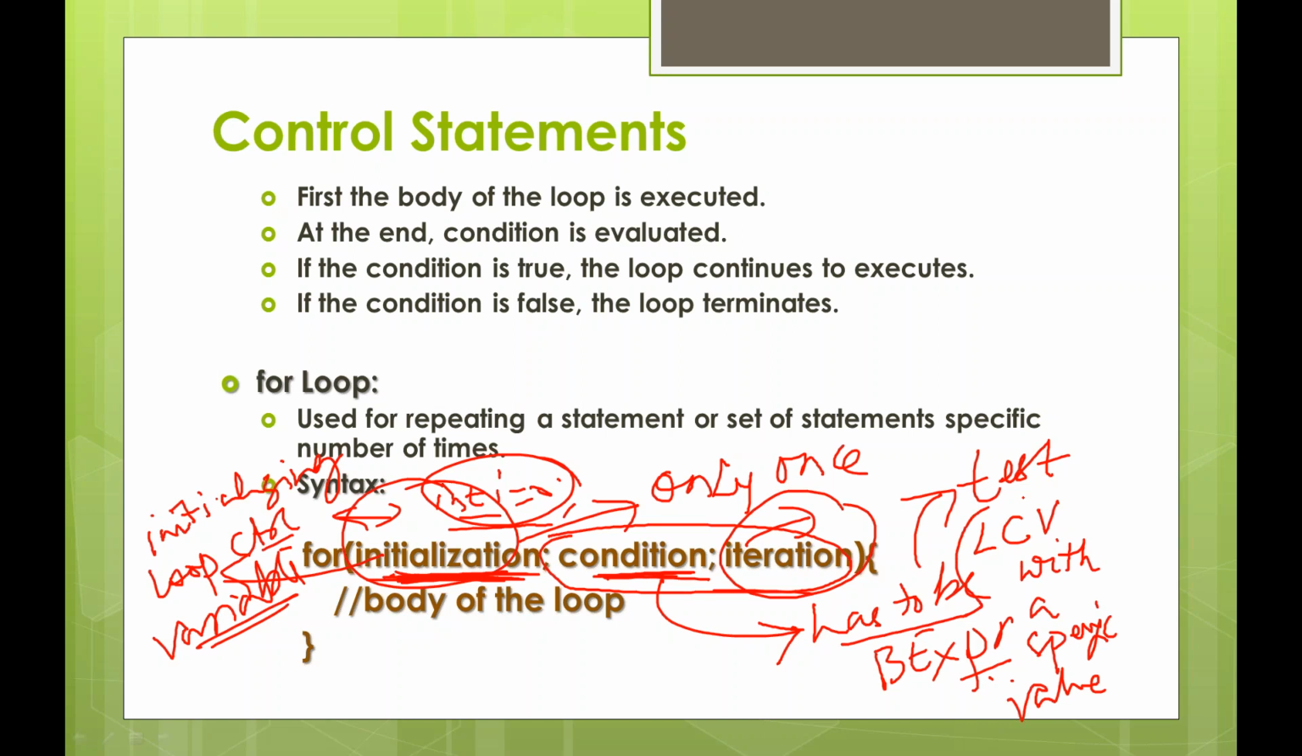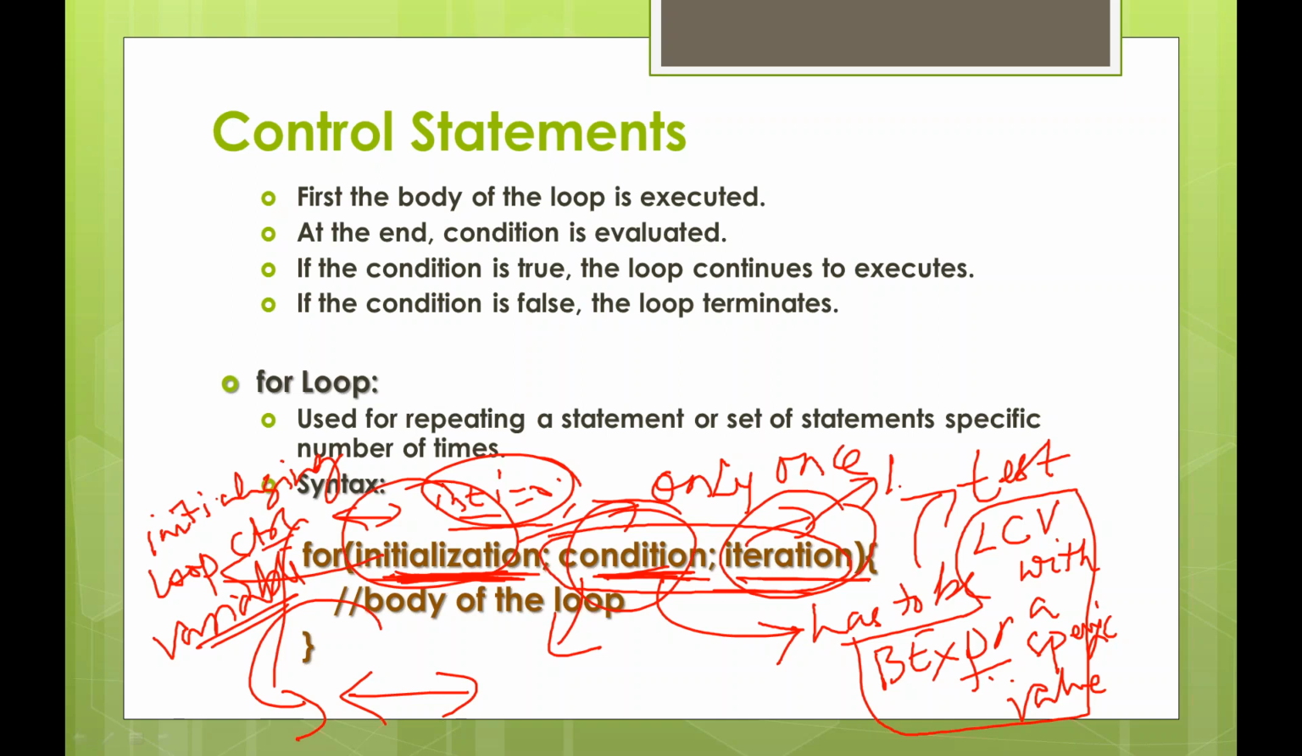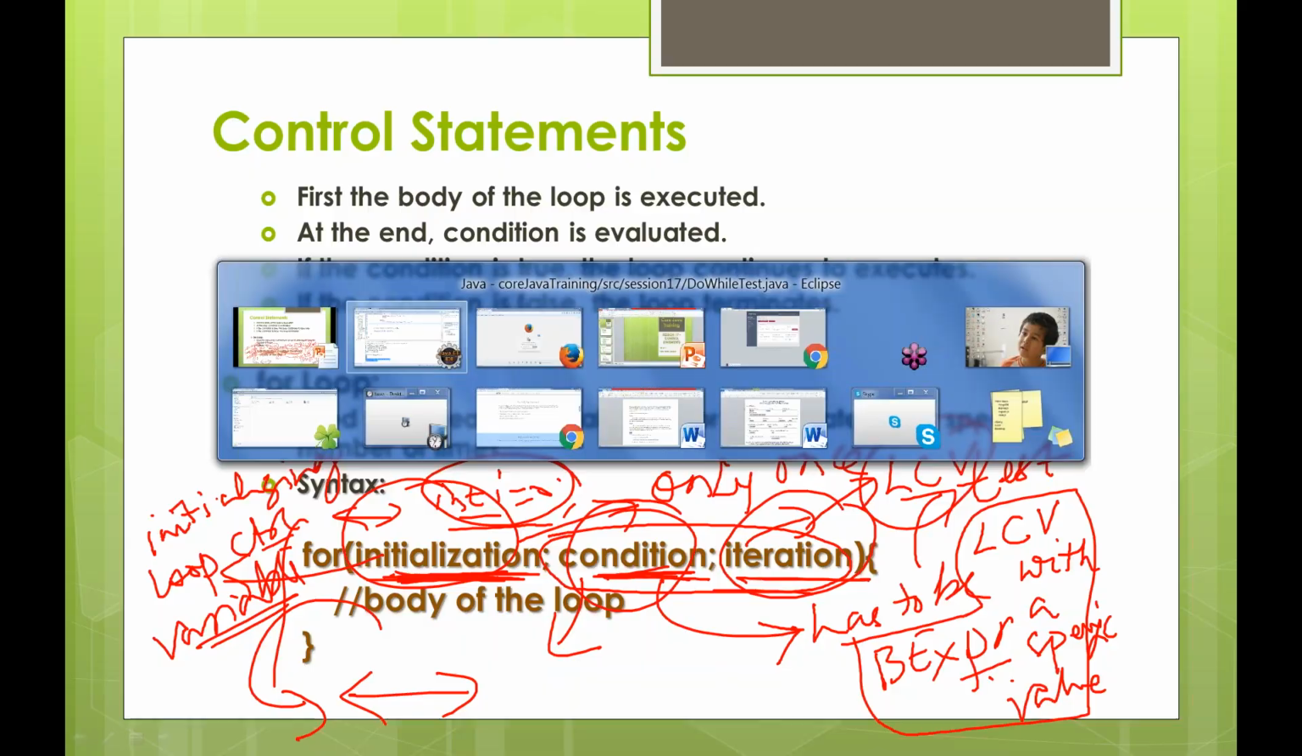As long as the result of this test is true, the loop is executed. Otherwise we exit the loop, and the statement immediately following it is executed, or the program execution continues. In the iteration, we either increment or decrement the loop control variable. Let us see an example of this.